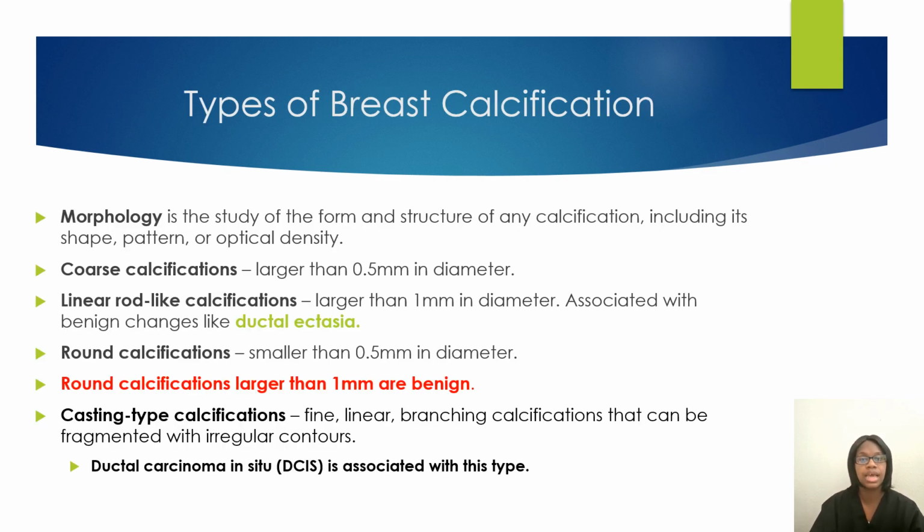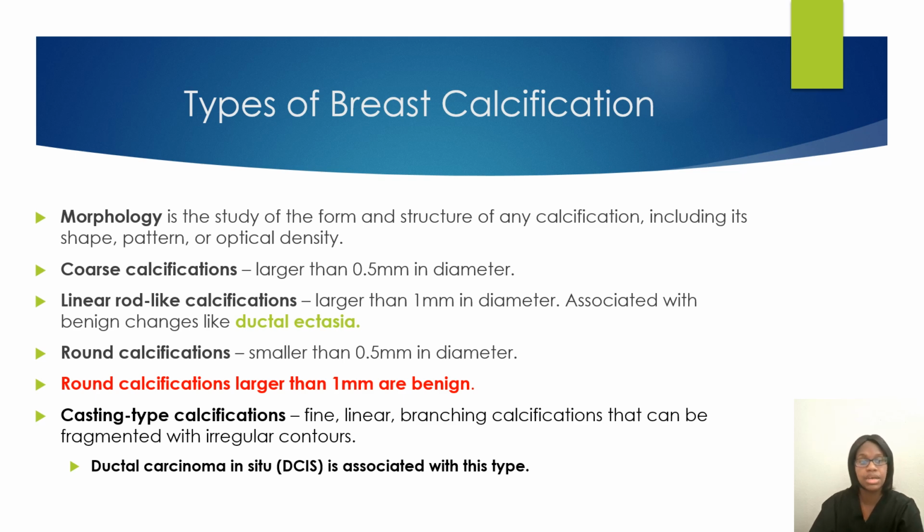The different types of calcification: you have your coarse calcifications and your linear rod-like calcifications. The coarse calcification is going to be larger than 0.5 millimeters in diameter. Your linear rod-like calcification is larger than 1 millimeter in diameter. Those are most commonly associated with benign changes like ductal ectasia.